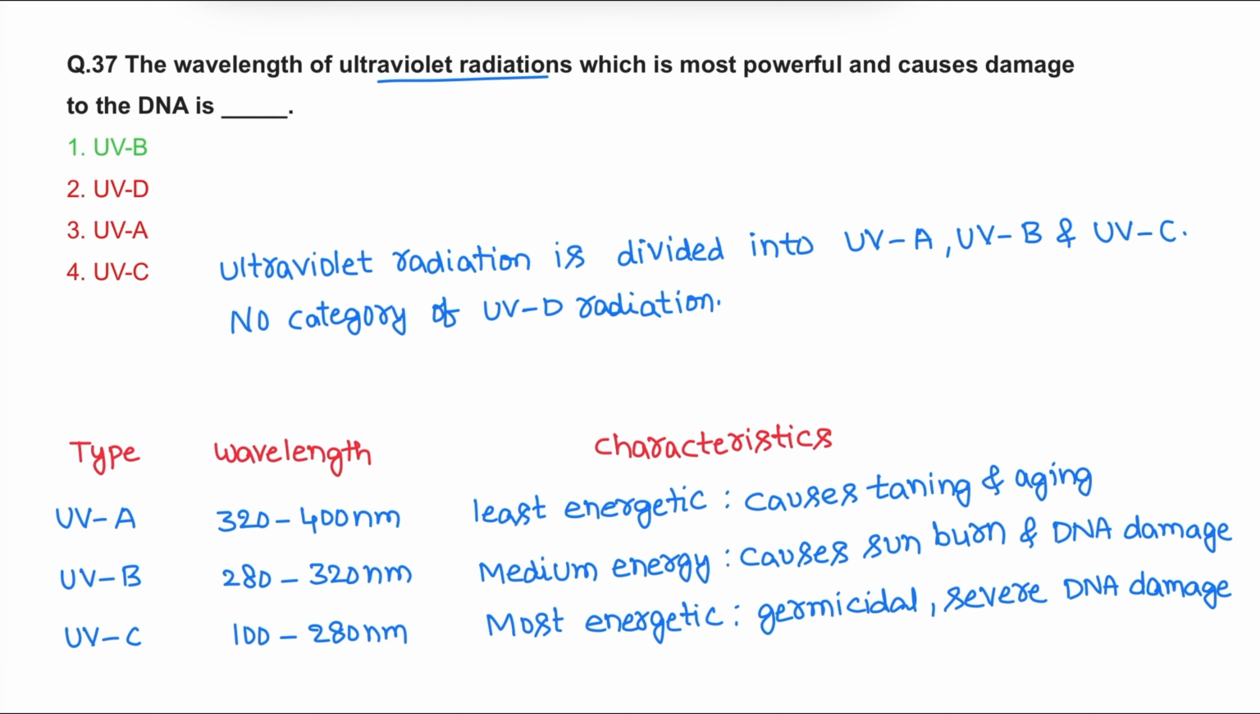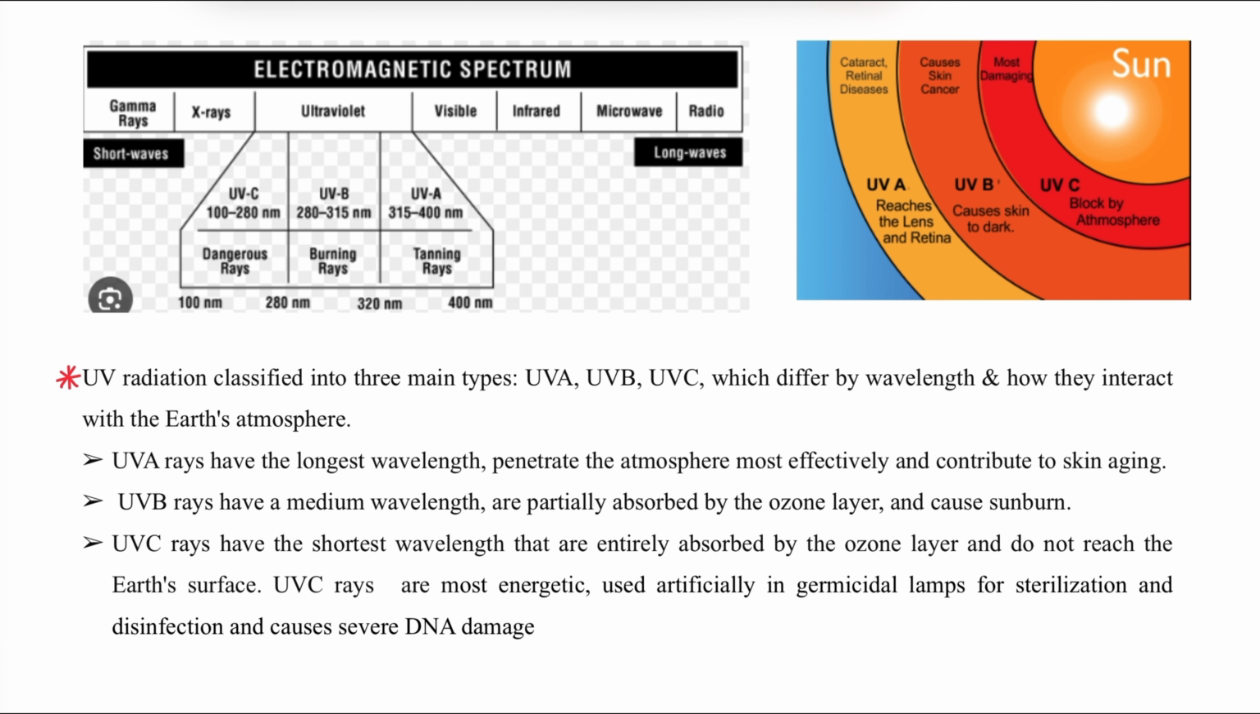Whereas UVB, 280 to 320 nanometers, is medium energy, which causes sunburn and DNA damage. For UVC, the damage is very severe, whereas for UVB, it causes DNA damage. Correct answer is option 1. So, UV radiation is classified into three main types: UVA, UVB, and UVC, which differ by wavelength and how they interact with the Earth's atmosphere.